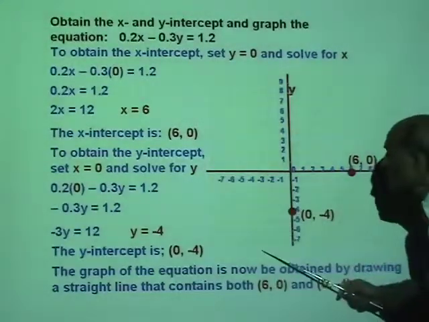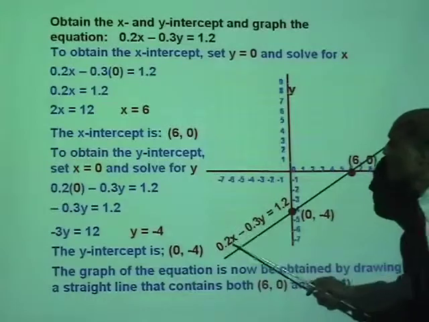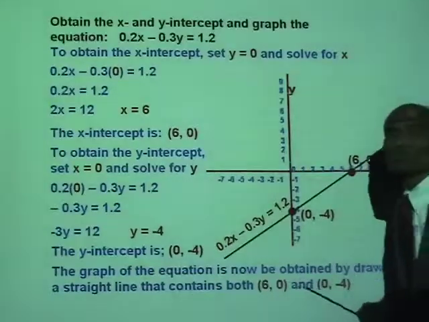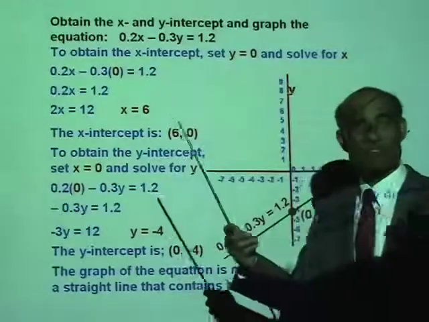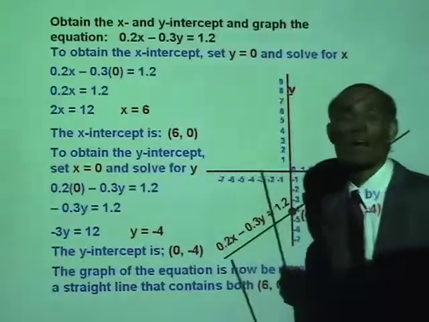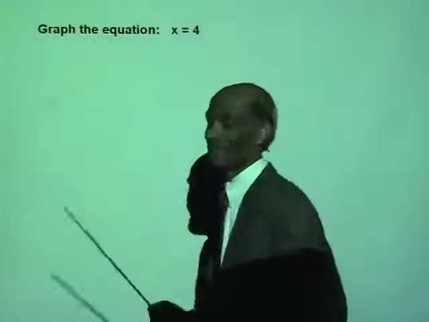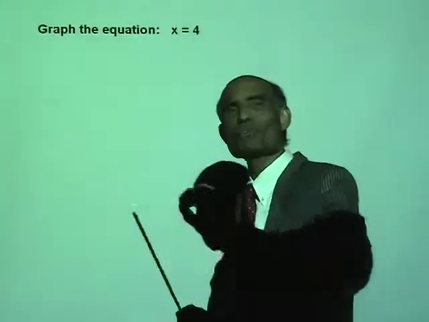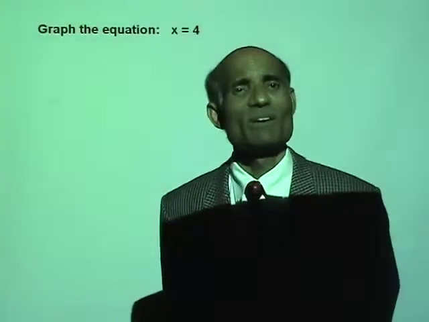Now to draw the graph, we draw the straight line that contains both these points. So this is the graph of the equation 0.2x minus 0.3y equal to 1.2. Isn't it beautiful the way we draw graphs and see the picture of an equation? Okay, it's very important to know how to obtain the x and y intercept. Alright, let's now look at this. Draw the graph of the equation x equal to 4. X equal to 4. That's an equation. What does it tell you?